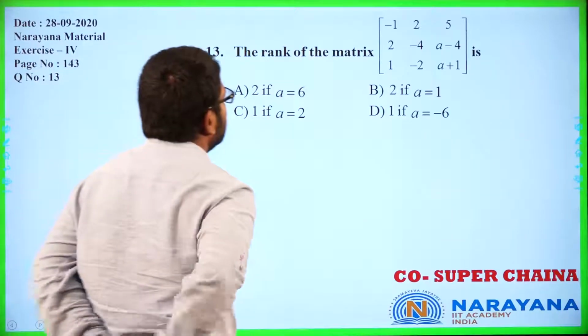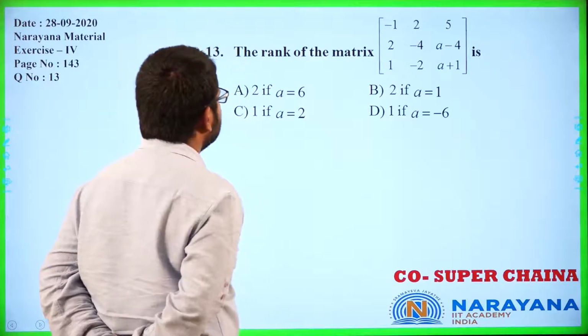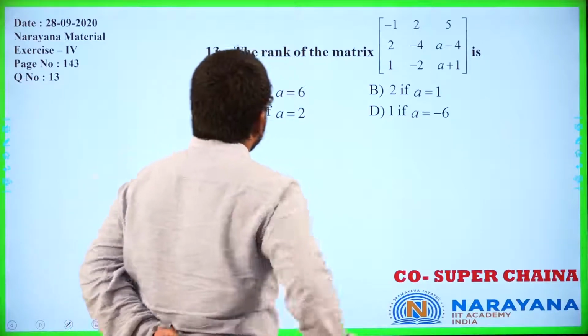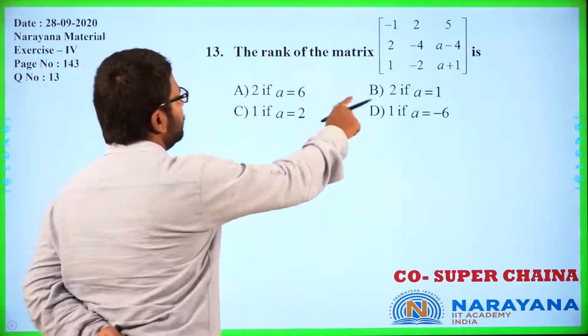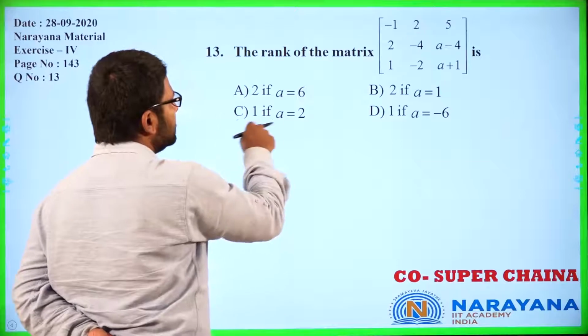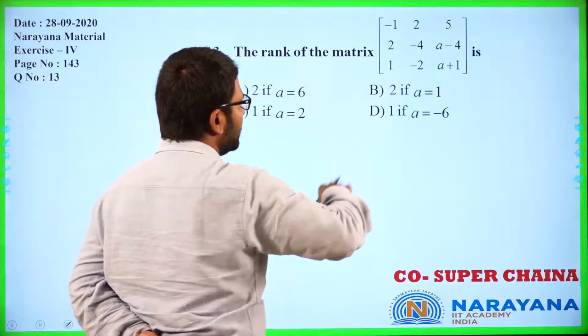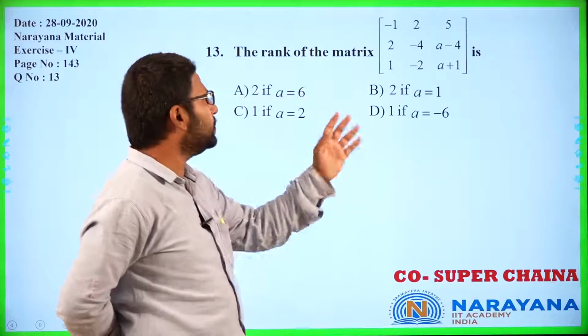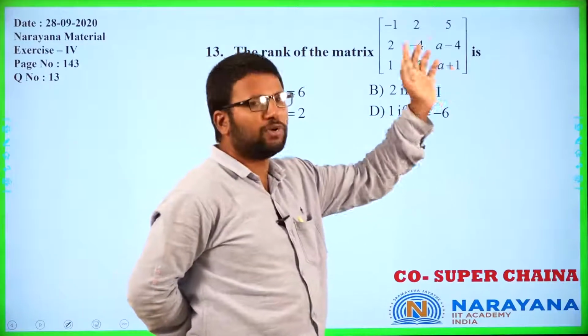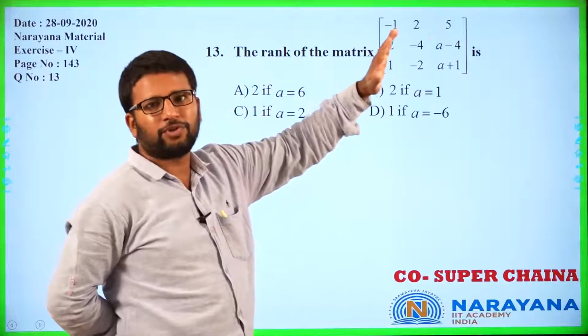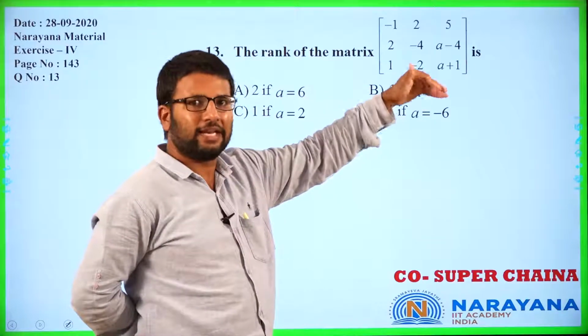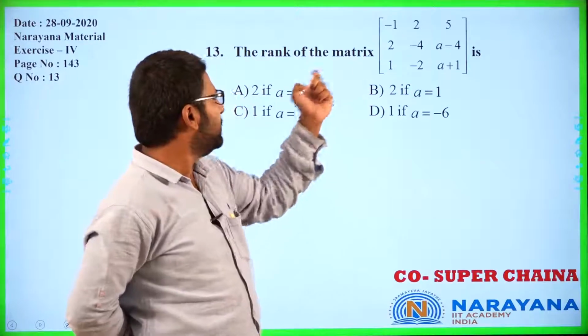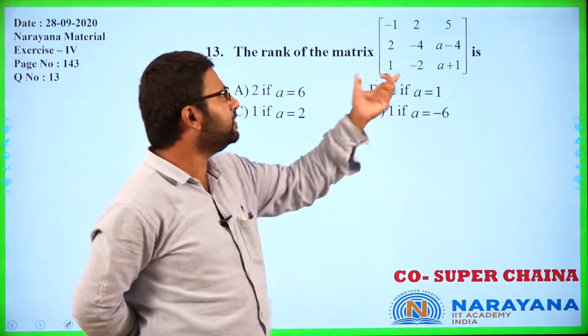First question, the rank of this given matrix is what? 2 if A is equal to 6, 2 if A is equal to 1, 1 if A is equal to 2, 1 if A is equal to minus 6, right? So depending on the value of A, the rank could be 1 or 2. It is pretty clear that the rank is not 3, which means we should not go the determinant method. We will anyway get 0. But depending on the value of A, we need to figure out what is the rank.